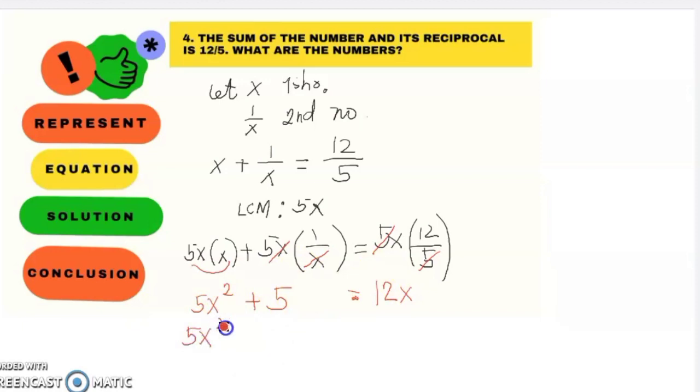So, we have 5x squared minus, since ililipat natin, tatranspose, negative 12x plus 5 equals 0. So now, we can solve the values of x by using the quadratic formula. So first, let us identify the values of a, b, and c. So a is equal to 5, b is equal to negative 12, and c is positive 5.